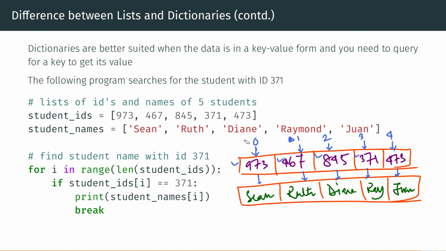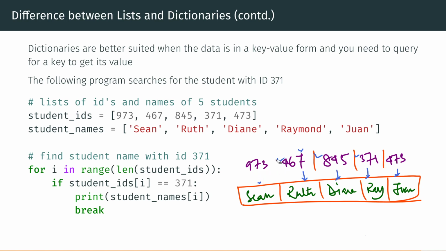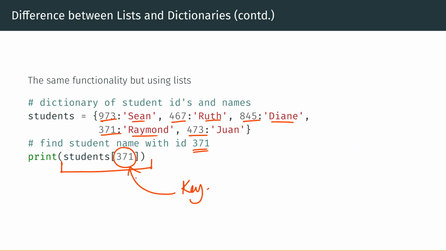Whereas in the case of dictionaries, there is no separate list for storing the IDs. Instead, the IDs themselves act as keys. So it's much easier to find stuff. Instead of 0, 1, 2, 3, 4, you use the actual IDs as the keys. So finding the student with ID 371 is easy. You just use the square bracket notation like so, and then the key of that student that you want to find.